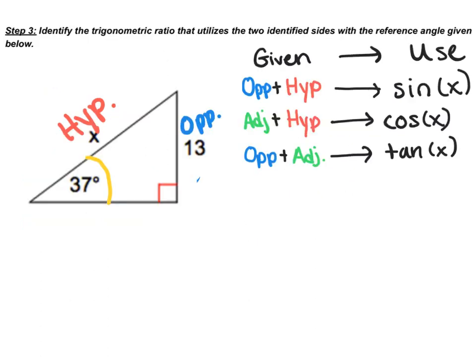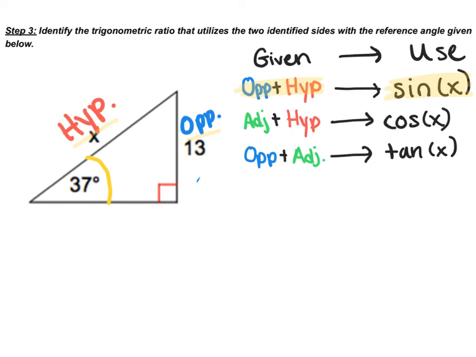So for step 3, we're going to determine which trigonometric ratio to use based on the two sides and filling in the given reference angle. So since we have the opposite and the hypotenuse, we're going to use the first relationship, which says you're given opposite and hypotenuse. So we're going to use sine of x.